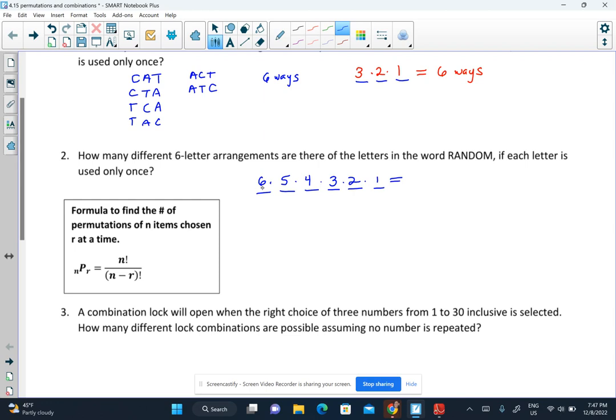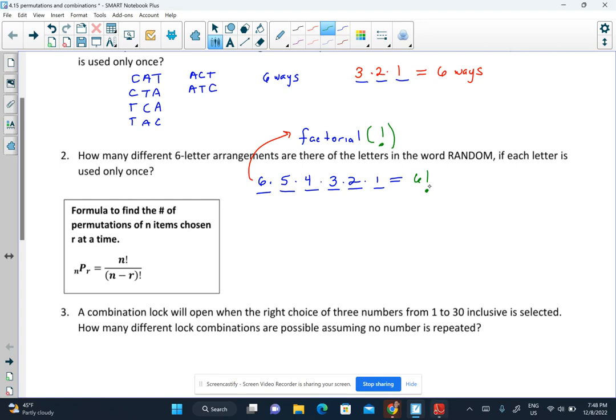Well, we have a symbol that we can use that means to multiply items out, and that's called the factorial. It's represented by an exclamation point. So another way of writing 6 times 5 times 4 times 3 times 2 times 1 is actually 6 factorial.